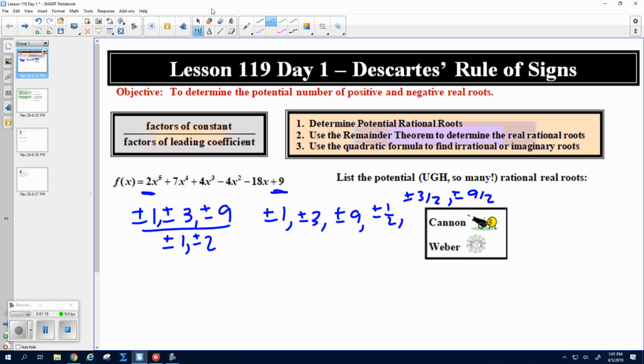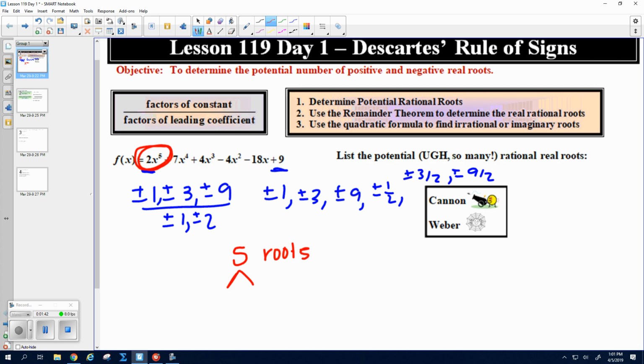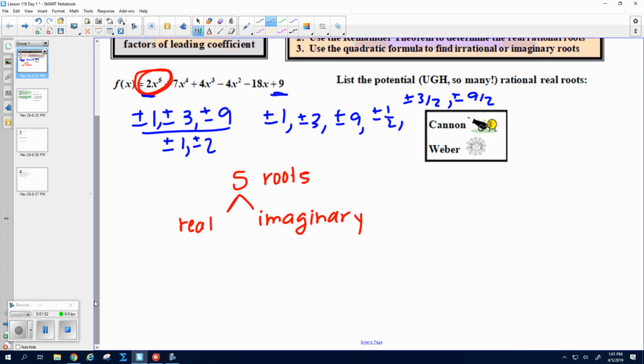So let's think about this guy right here. If it looks like this, how many solutions does this one have? How many roots, zeros, x-intercepts? It has 5, right? Because the exponent here, the highest power, is a 5. So there are 5 roots. And remember that of those roots, they will either be real or they will be imaginary. So we could potentially have 5 real roots and 0 imaginaries, right?